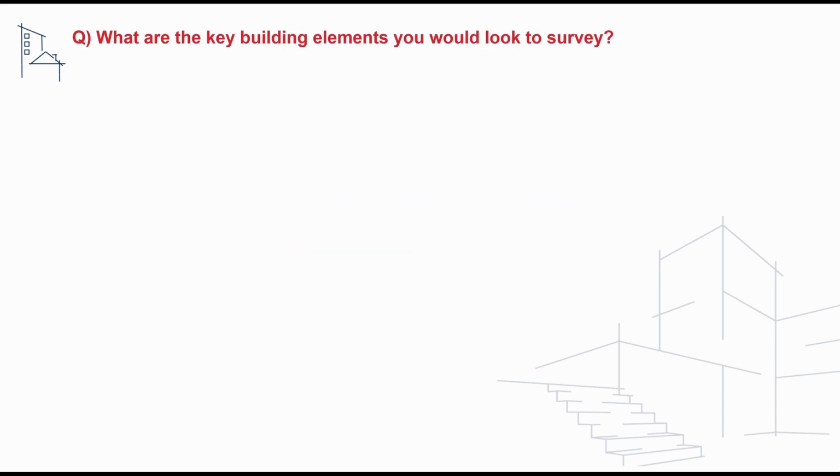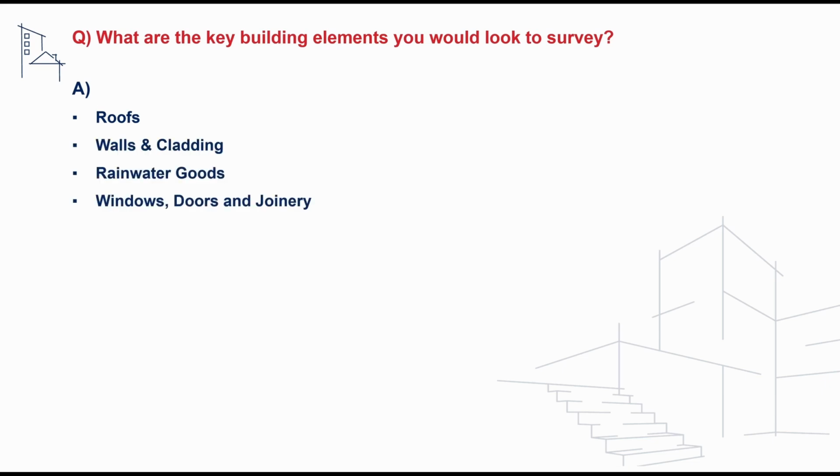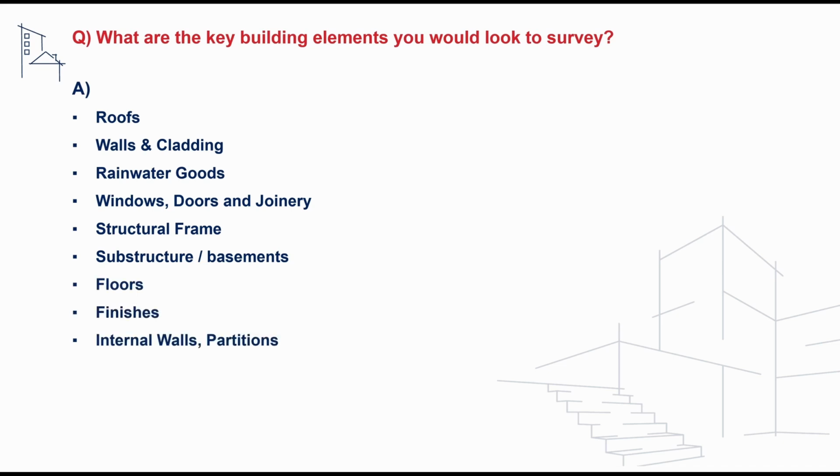The next question we'll take a look at is, what are the key building elements you would typically look to inspect and look to survey? To address this, we could say that we would normally pay close attention to roofs, walls and cladding, any rainwater goods, windows, doors and joinery, the structural frame of the building, the substructure and basements, the ground floors and raised floors, any finishes, internal walls and partitions, the staircases of the property, any sanitary fittings, building services, and finally any outbuildings.